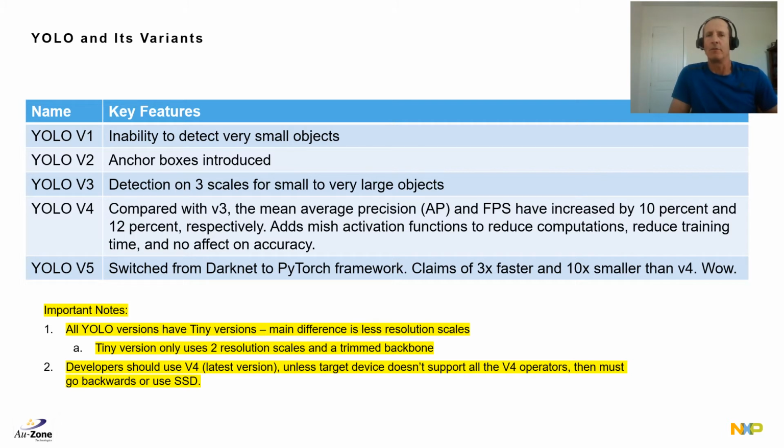First, all YOLO versions have tiny versions, which use reduced resolution scales, possibly reducing the accuracy somewhat, especially for smaller objects. Second, I guess it's obvious to state that you should always try to use the latest version, assuming that the implementations are stable and the target device supports all the network's operators. It's for these reasons that most commercial implementations are still using the fourth version.